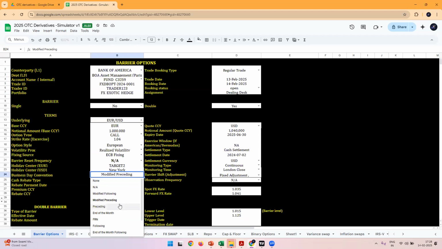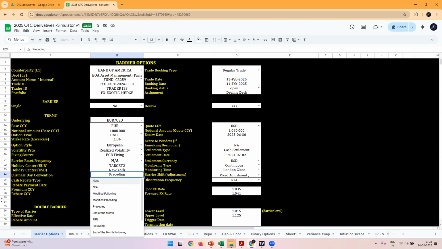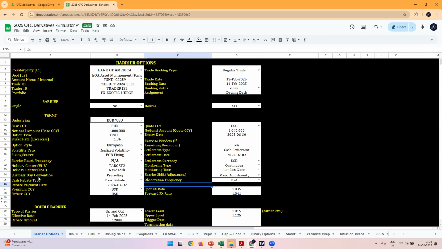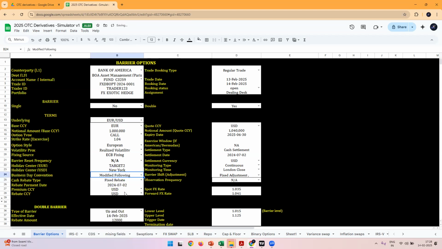For example, if we say preceding, that means if the settlement day happens to be a holiday, then we will settle the contract one working day before that. So there are different types of business day convention. If you're working on the tech side, you will need to have a clear understanding of that part. So here we will use something called modified following. Usually we use modified following.